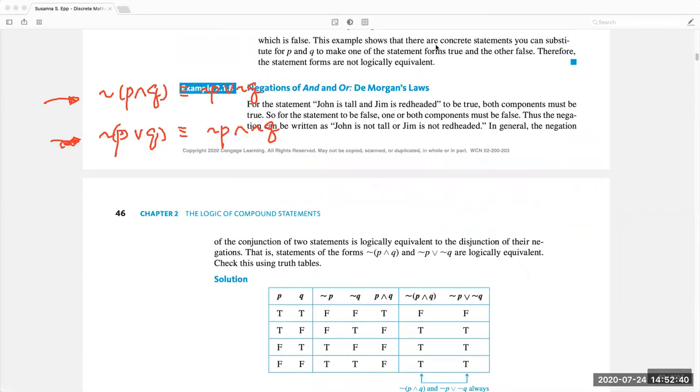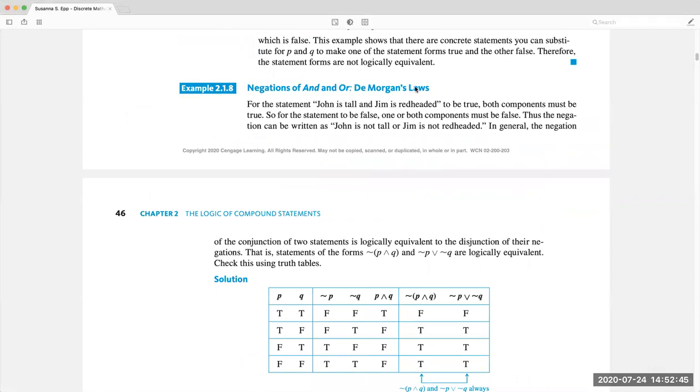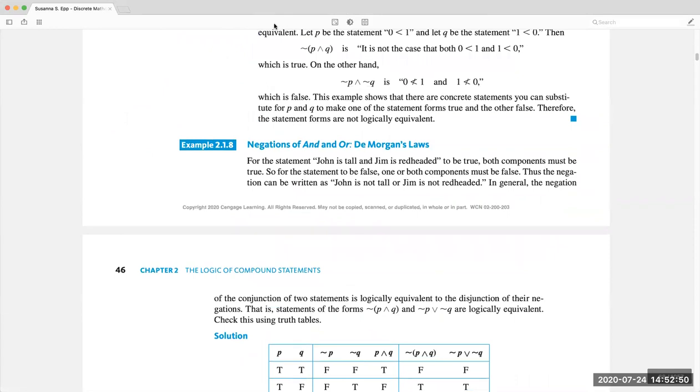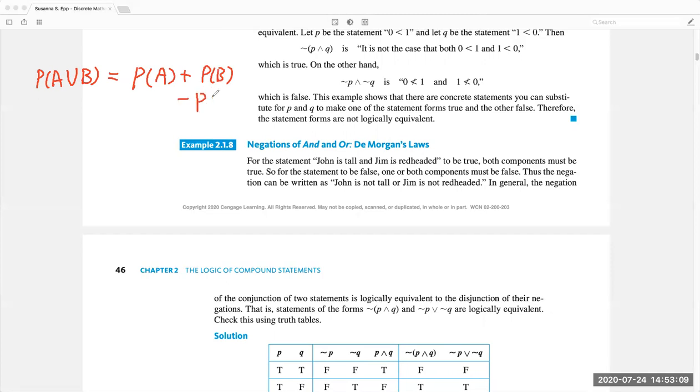So let's have De Morgan's law. If you still remember, you have this law in where? In set theory. Do you still remember? Do you know this one? Probability of A union B equals probability A plus probability B minus probability A intersect B. Do you know this one?